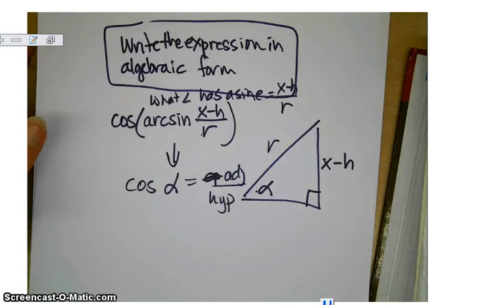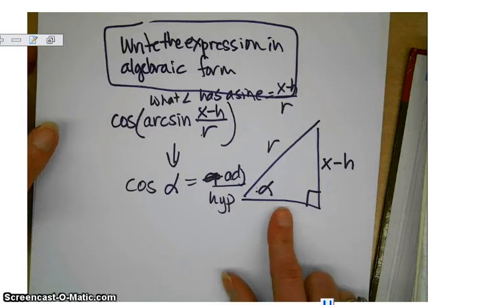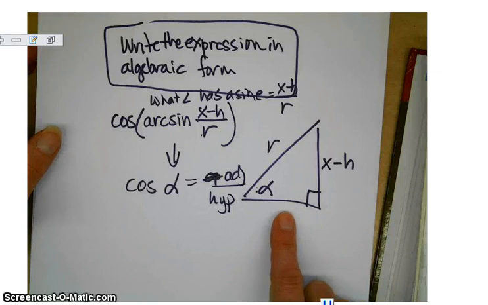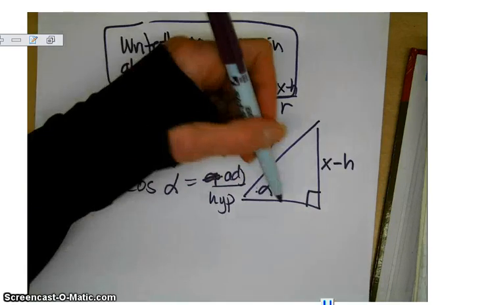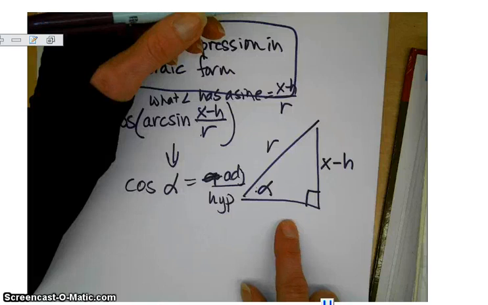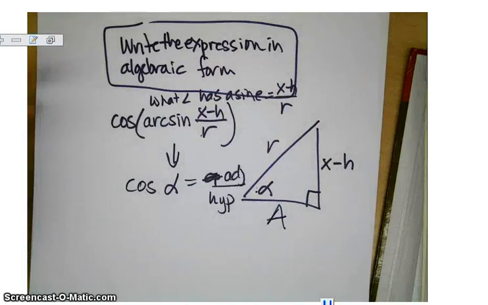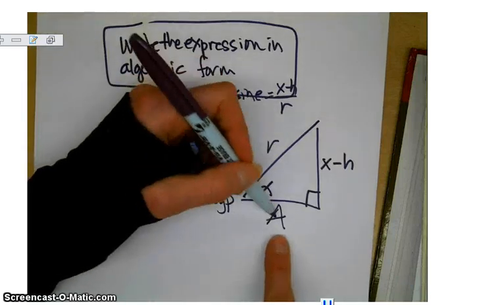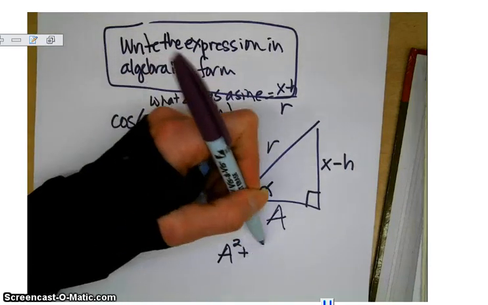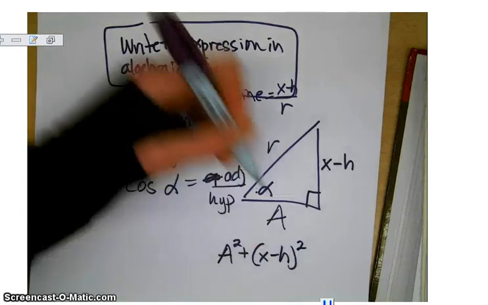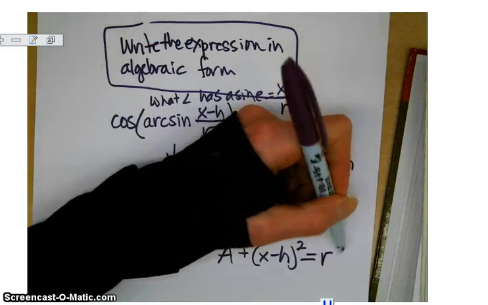Okay. So, how do I find that adjacent side? Pythagorean theorem. Okay, it's not that hard. So let's call that, what do we want to call that side? A for adjacent, capital A. Okay, call it whatever you want. Call it happy face, square. Okay, so is it capital A squared plus quantity x minus h squared equal to r squared?